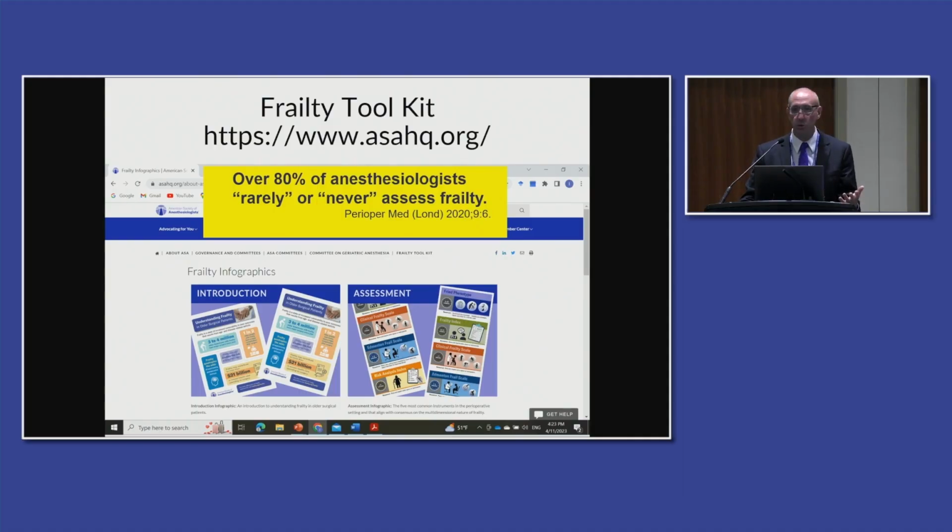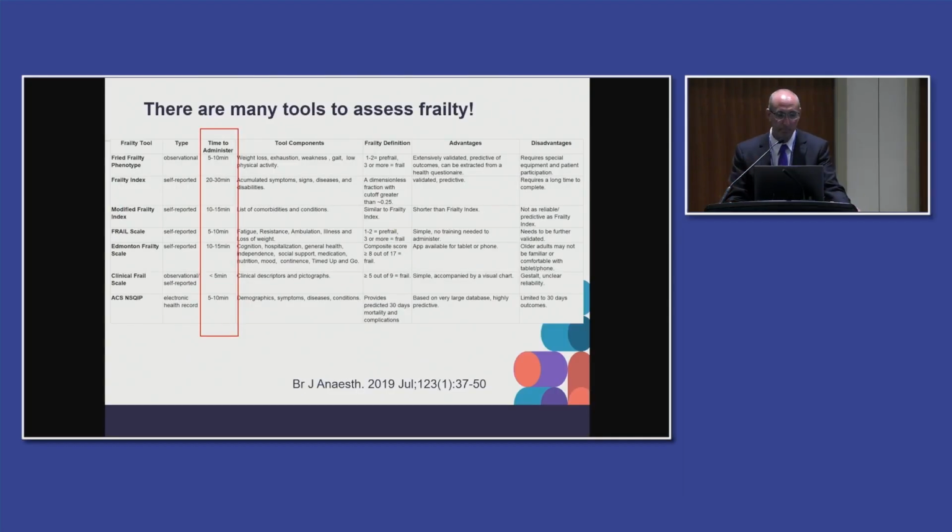So what's going on? Why, with all these tools? It's not a knowledge problem. There are many tools to assess frailty. They take long, they take short, they need this, they need that. All of them are there. And in this list, we've listed just a few. There are literally tens of frailty tools that are not that complicated to implement into our practice.